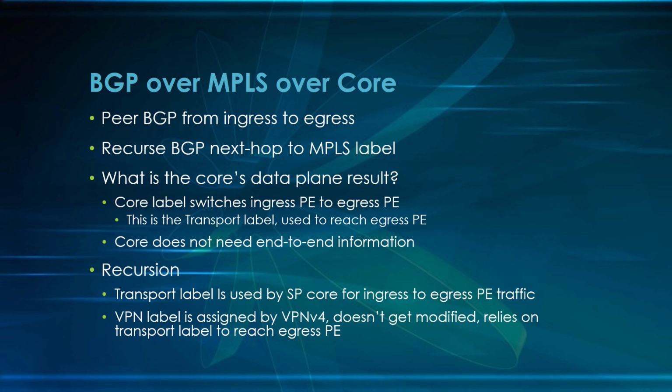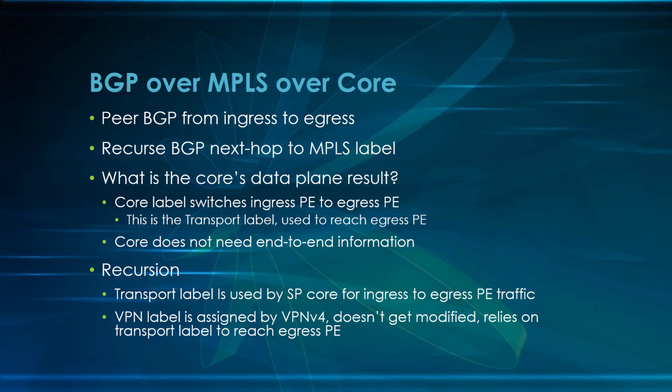Now, from a recursion perspective, the transport label is used by the SP core for ingress to egress PE traffic. So the VPN label is assigned by VPNv4 and does not get modified, and relies on the transport label to reach the egress PE router. And that's going to be the key factor here, the transport label gets you from the ingress PE to the egress PE. The VPNv4 label is what they refer to as the inner label. The transport label is what they refer to as the outer label. The outer label is what gets modified on a per hop basis.